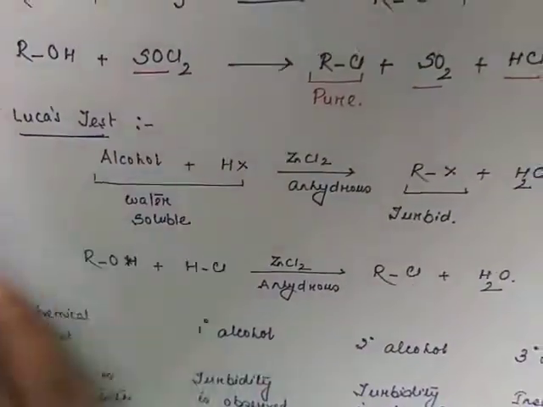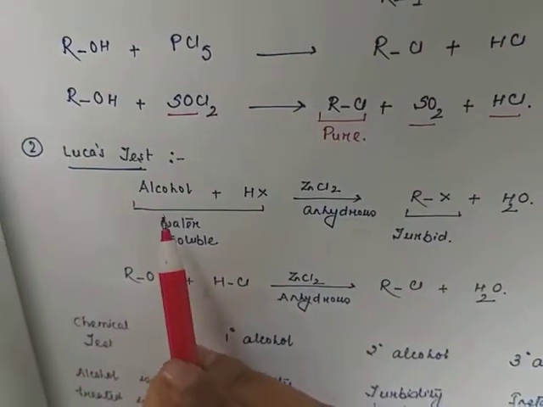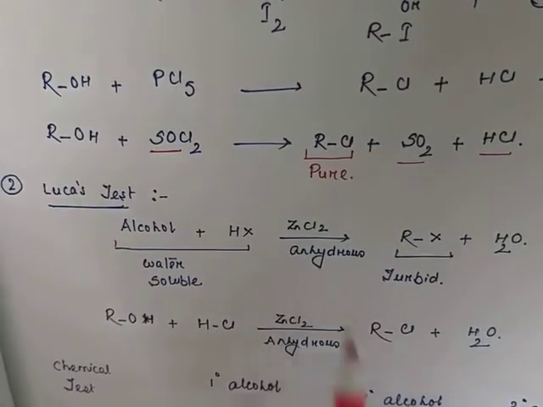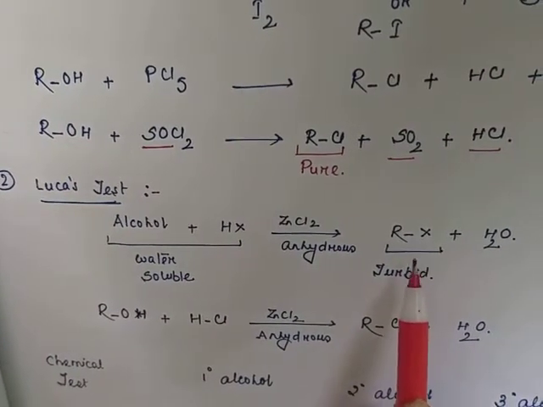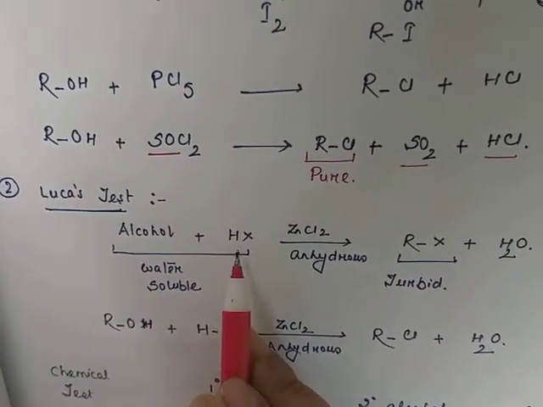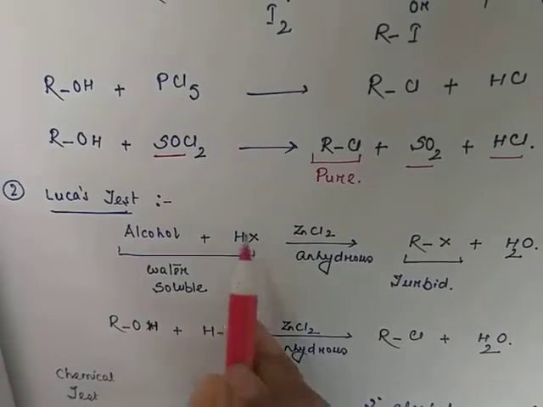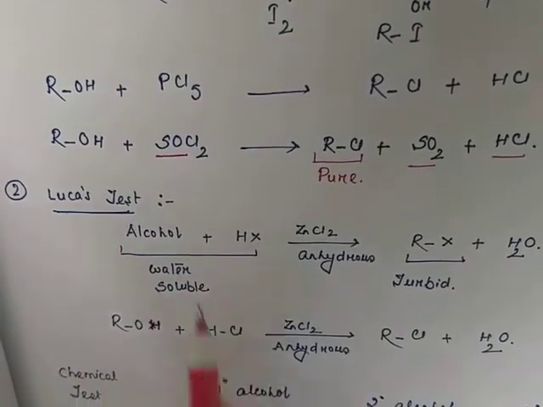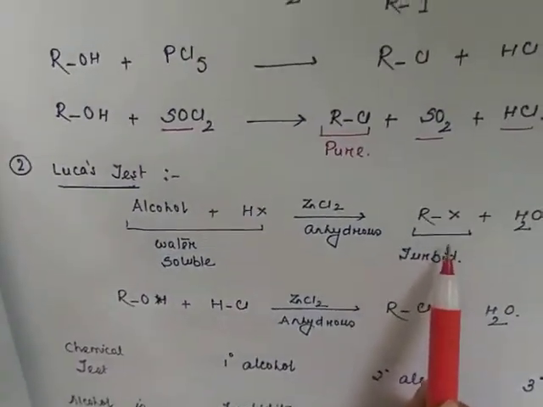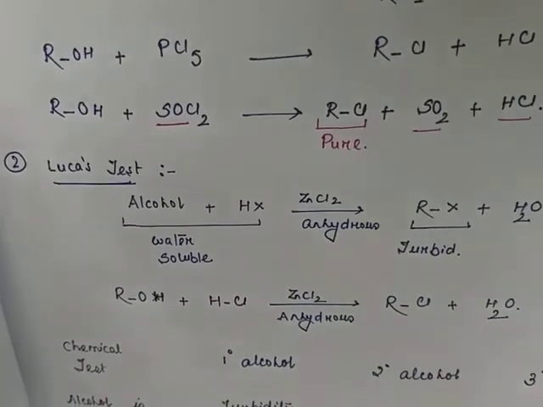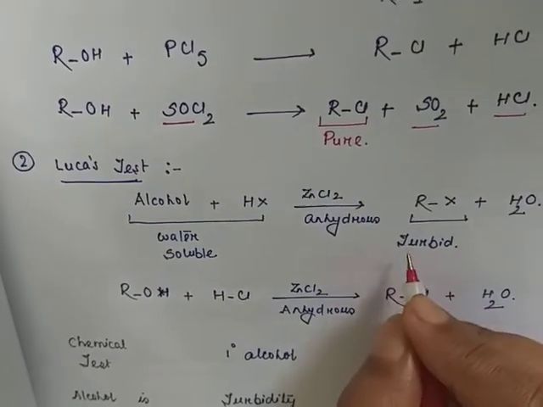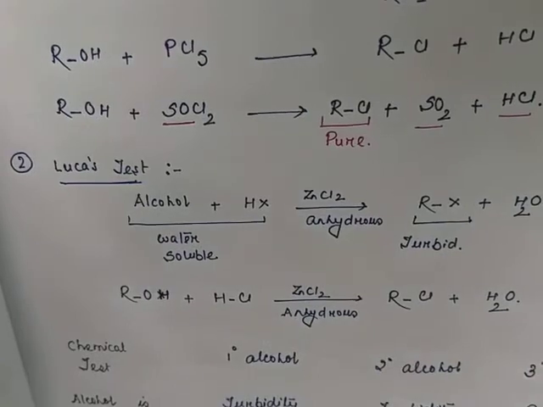The next supporting reaction is the Lucas test, that is the reaction between alcohol and HX in presence of anhydrous zinc chloride to give the RX or halogen derivative in presence of water. Now, since alcohols and HX both are soluble in water, the reactant is just in aqueous medium, while one of the products is partly soluble and therefore appears as a milky or turbid solution. So the showing of this turbidity actually determines the extent of reaction.